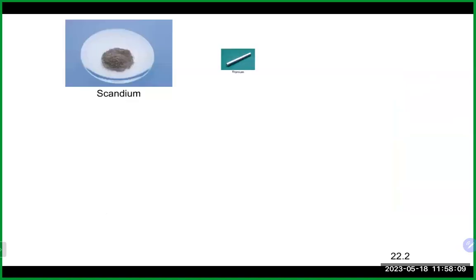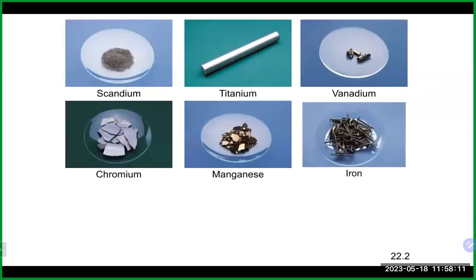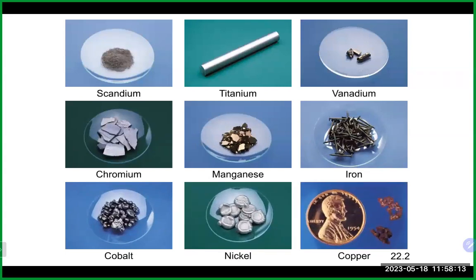All right. This is what the first row transition metals look like in case you need to pick them out on the lineup. They look like that. That's our penny right there. All right. Save.